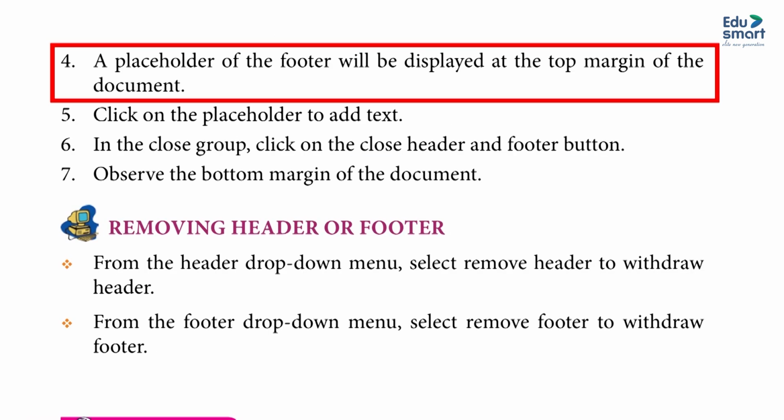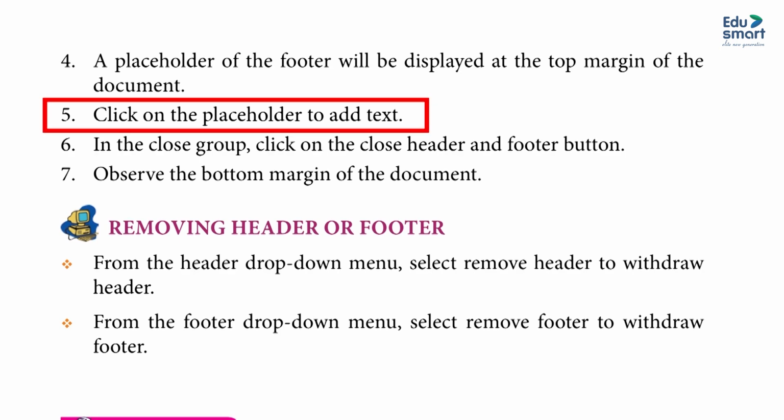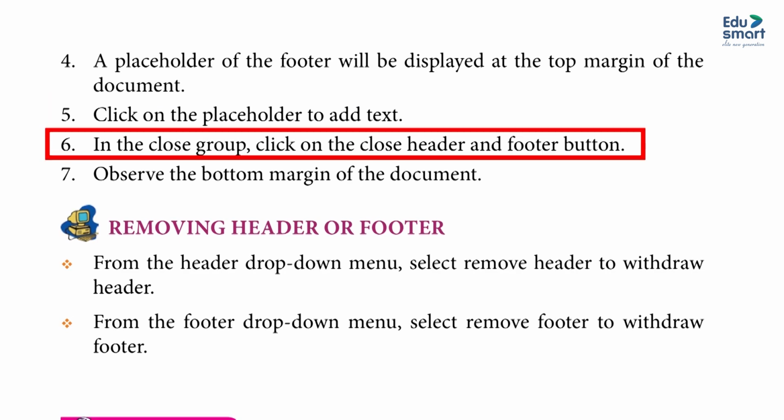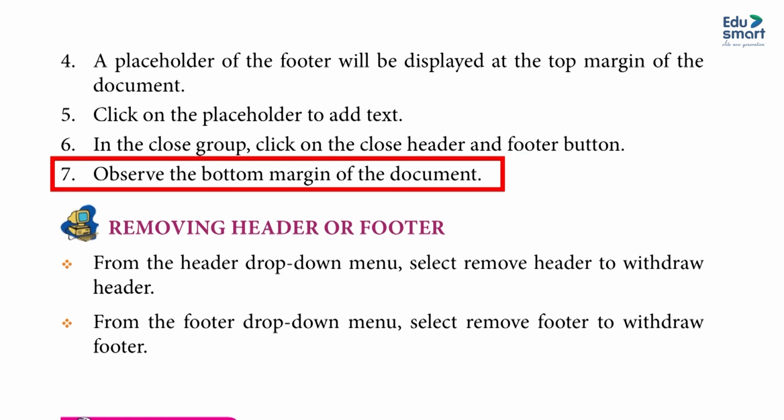4. A placeholder of the footer will be displayed at the bottom margin of the document. 5. Click on the placeholder to add text. 6. In the close group, click on the close header and footer button. 7. Observe the bottom margin of the document.